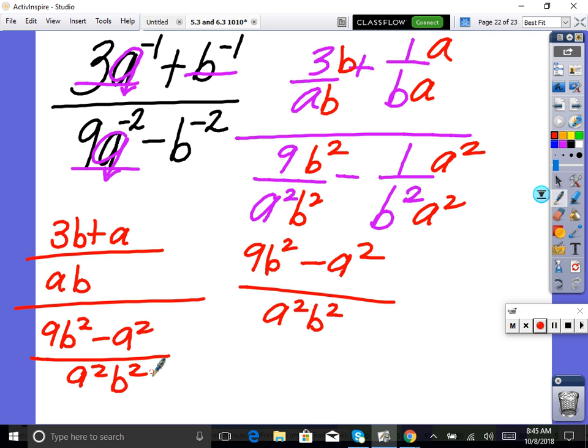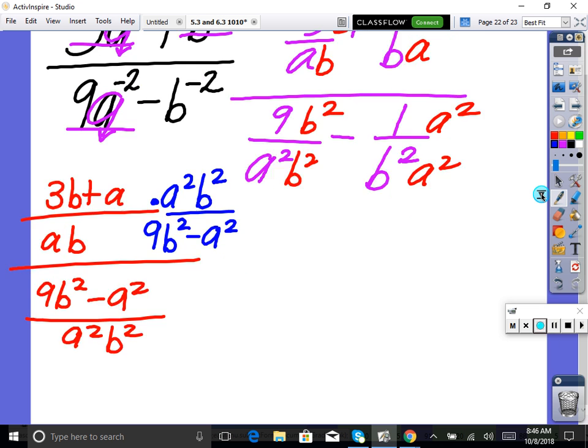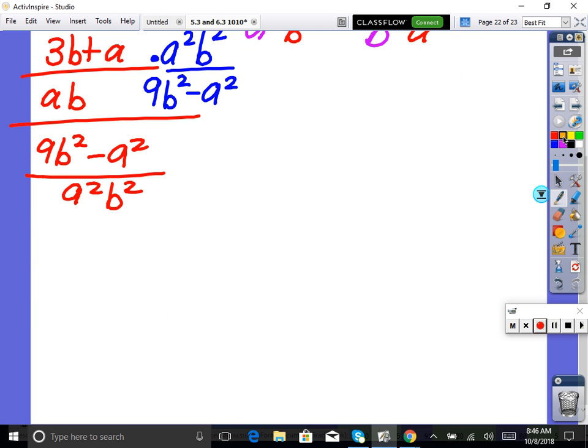Dividing fractions is easy as pi. Flip the second fraction and multiply. So now I'm going to times by, on top is an a squared, b squared, true? And then on bottom would have been 9b squared minus a squared. And then I'd say, all right, now in multiplying fractions, I need to factor all the pieces. 3b plus a doesn't factor. So, right here, 3b plus a doesn't factor. 3b plus a is done.